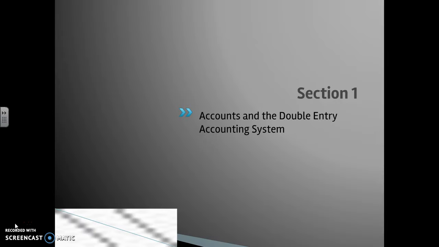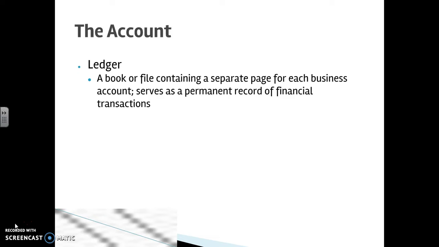In section 1, we will be looking at exclusively accounts and the double entry accounting system. So let's take a look and see exactly what these two aspects of accounting are. First of all, let's take a look at the account. All accounts that are used in accounting are stored in what's called a ledger. A ledger is a book or file containing a separate page for each business account, which is going to serve as a permanent record of financial transactions. So a ledger is an area where all of the accounts are kept, as well as all of the running balances of those accounts.